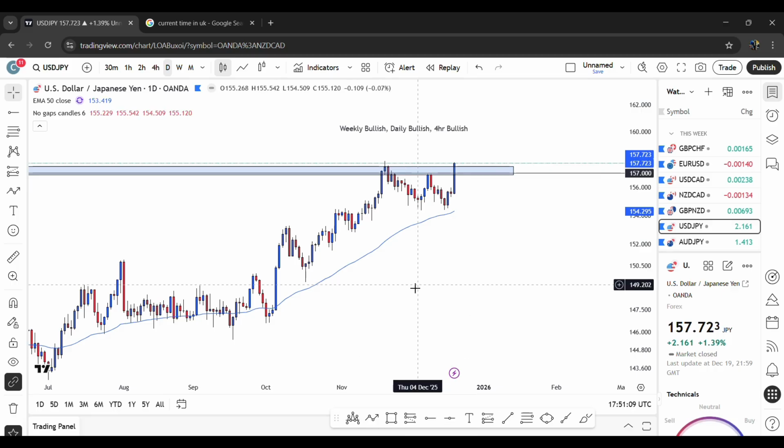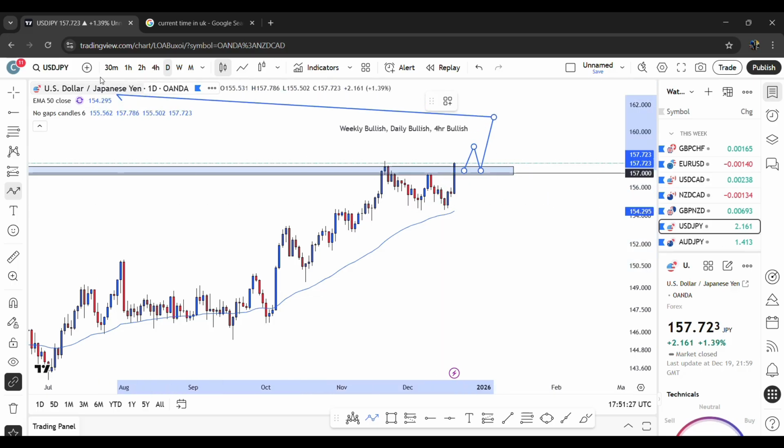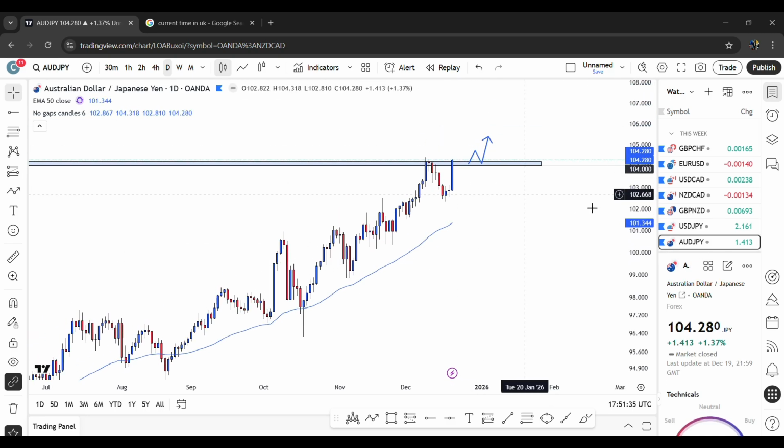So what I'm waiting for is the price to come back to the area of interest. Price is here at the moment. It should come back, reject the previous structure point, maybe the round psychological level, area of interest, and then we'll look for our entries on the smaller time frames, 30 minutes, 1 hour, 2 hour, and take a buy. Same with the AUD JPY, same thing.